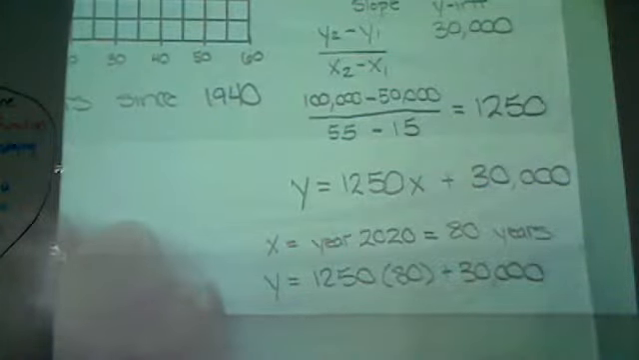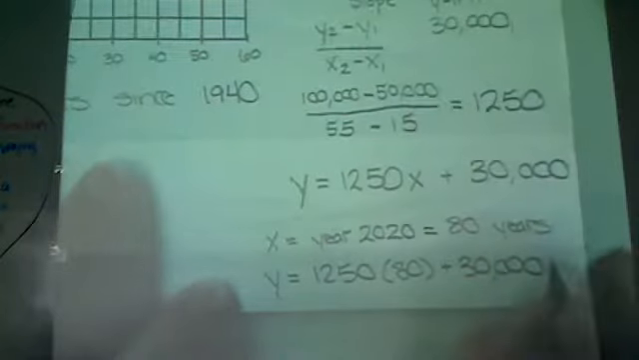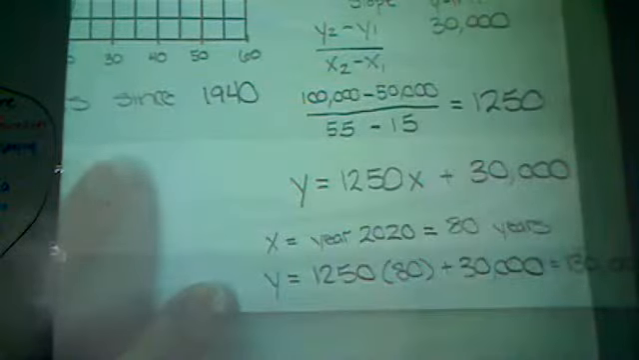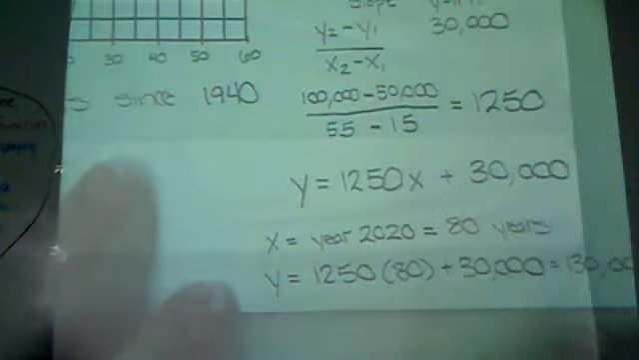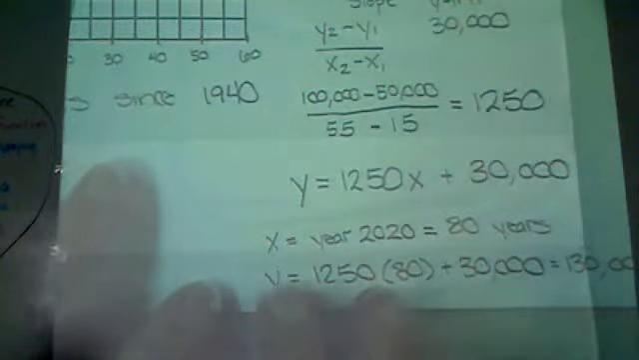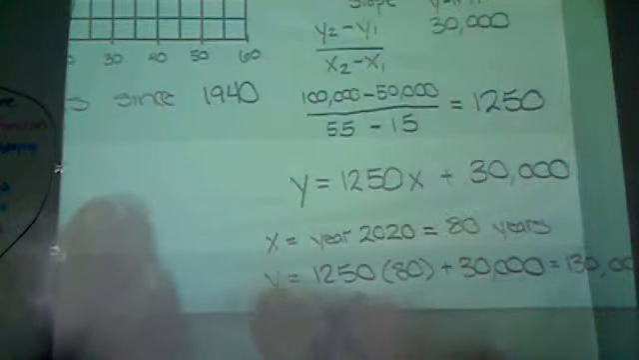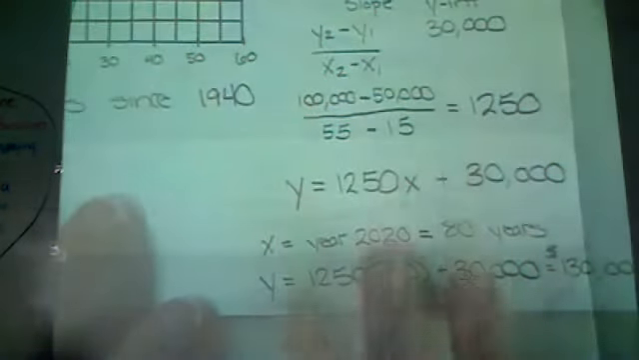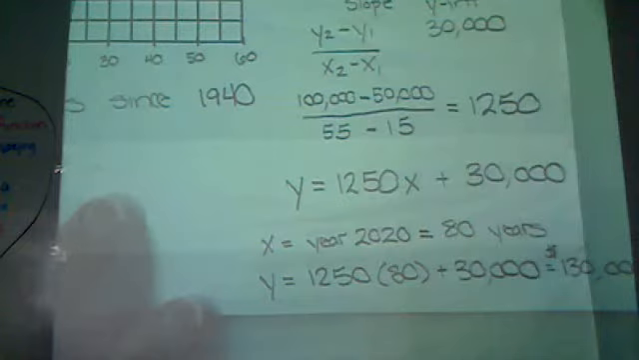We plug that into our calculator. And we find that the home price is going to be $130,000. So roughly, in the year 2020, your home is going to be $130,000. And this is how scatter plots and trend lines work in order to make predictions. We'll practice this in class tomorrow.